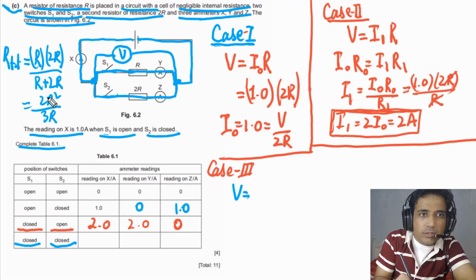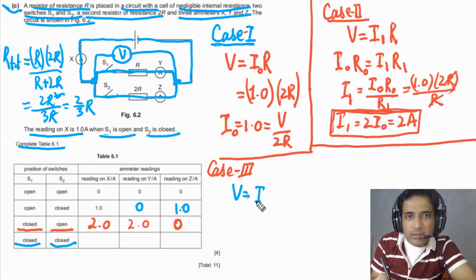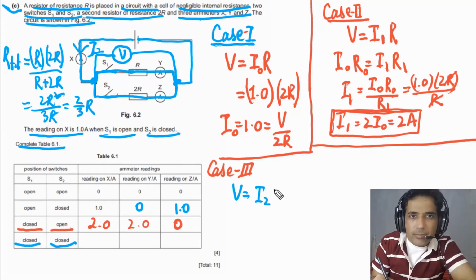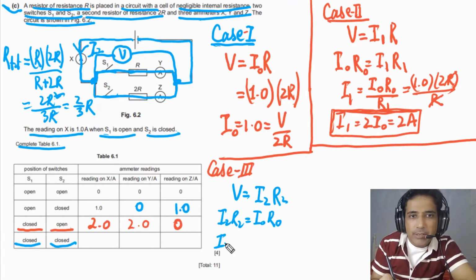So this R we can cancel with this. So we got 2 by 3 times R. So this is the resistance R2, and we can say this is current I2. We need to find out value of I2, means current passing through X. So I2 times R2, again it has to be equal to I naught times R naught. We need to find out I2, so we can write down this one has to be equal to I naught R naught divided by R2.